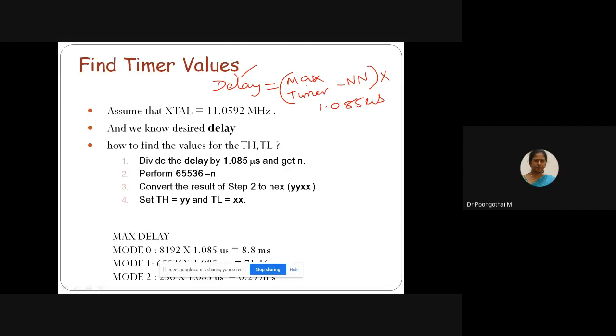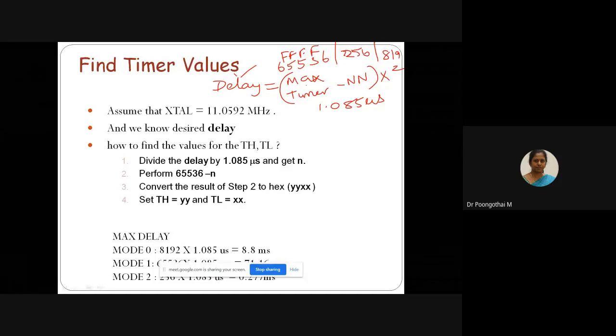The maximum value of the timer in case of 16-bit is FFFF, otherwise 65536. In case of 8-bit, 256. In case of 13-bit, 8192. Okay, so this is the formula.